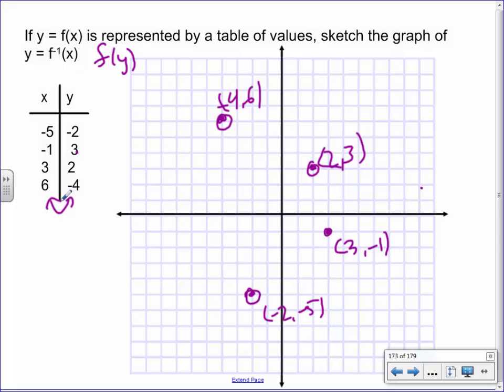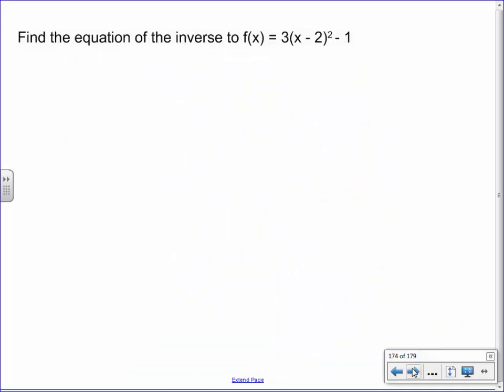So I need you guys to be able to deal with this with points. If I gave you a picture of a graph, you should be able to sketch where it shows up. The last thing you should be able to do is work with an equation. If I were to give you an equation, could you find this thing's inverse? It's not as hard as you think.